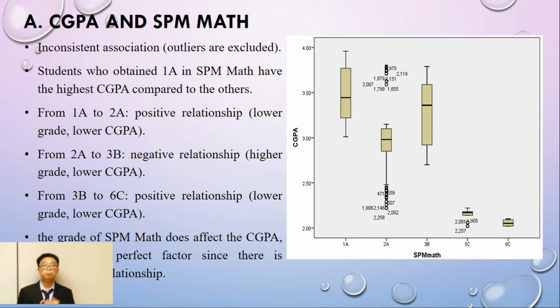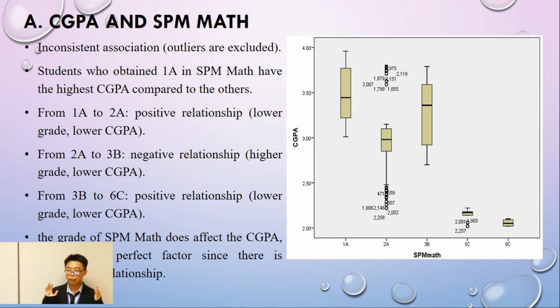So talking about the CGPA and SPM Math, as you can see from the box plot, we can say that there exists an inconsistent association between the two variables when we exclude the outliers. Since in the box plot we can see there's a lot of outliers, by excluding the outliers, only then we can see the real relationship between CGPA and also SPM Math.